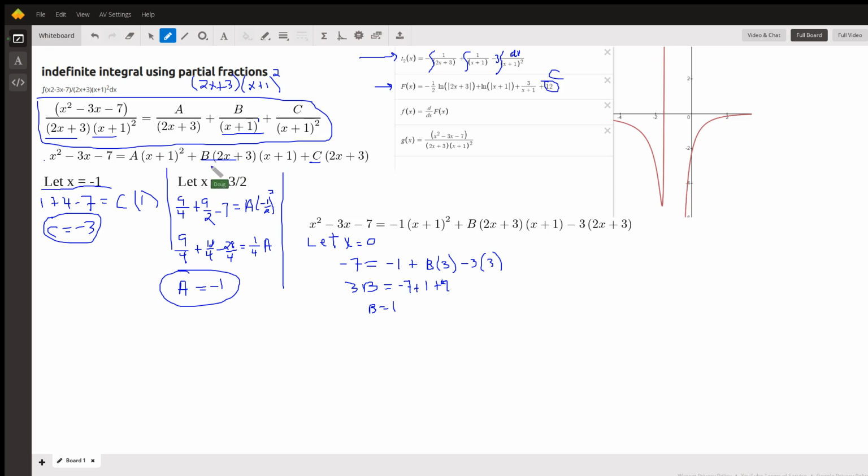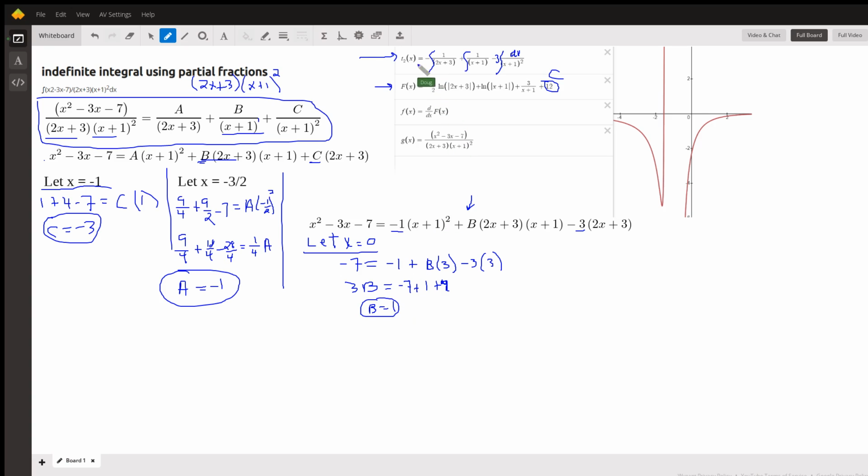Now, the problem is, how do we find out what b is? Well, we already know what a and c are. So here I've rewritten that original equation with a replaced with -1, c replaced with -3. And now if I let x equal 0, I can find b. I could let x equal anything I wanted except for -1 or -3/2, but 0 is the easiest. So on the left, I get -7. Do the substitution, I get 3b equals, this is a 9 right here, 3b equals 3, so b equals 1.